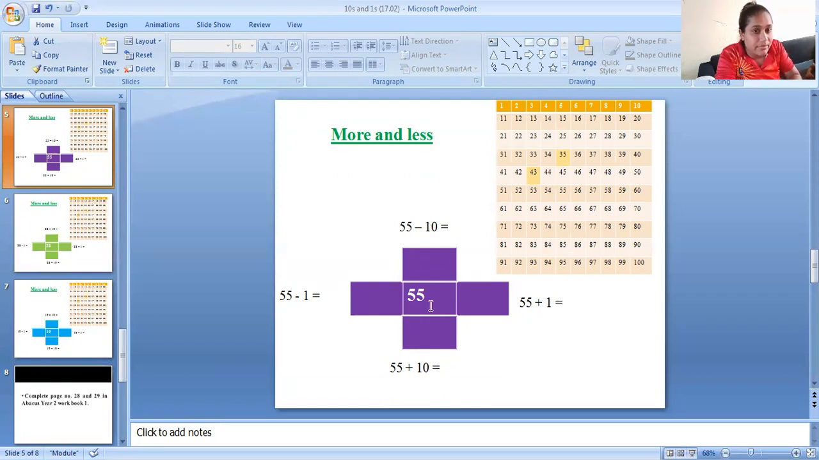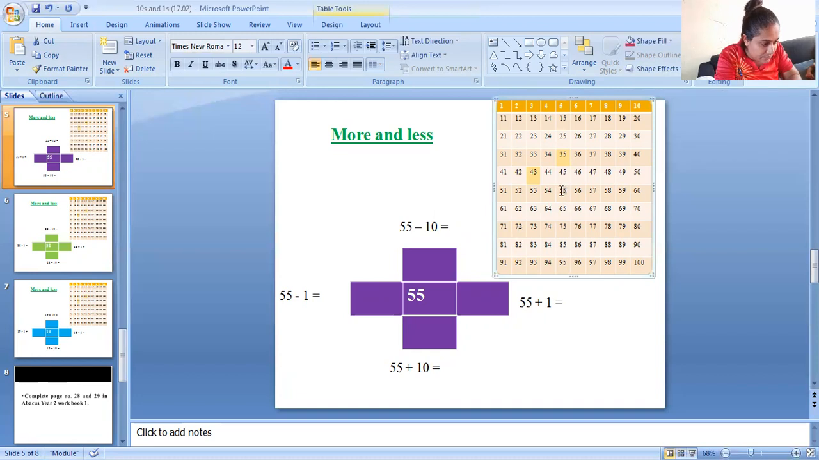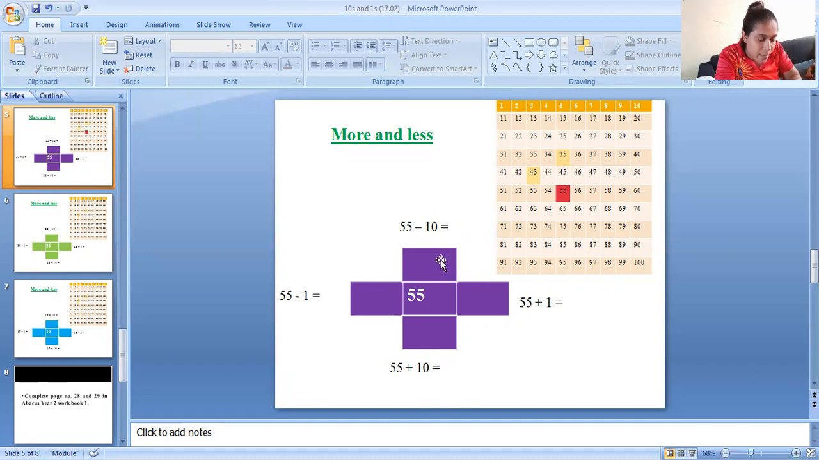First we should mark the given number on our 100 square. What is the given number? It is 55. Here it is, 55. I have marked it. Now I want to find the number 10 before 55. That means 10 less than 55. What is 10 less than 55? So I should count backward. To find the less number, we should count backward. Here it is 10, so I should count 10 backward.